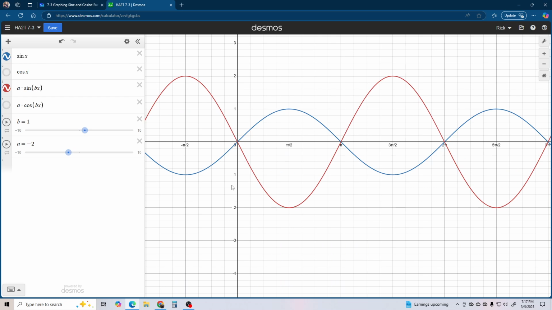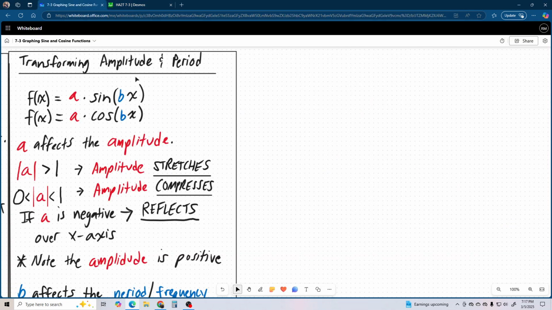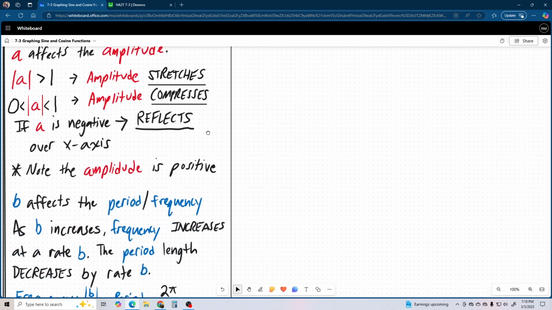Now we're negative, and we're stretching to an amplitude of 2, right? So that's what A does. If you multiply a number by the function, it's going to increase the amplitude. If that number is negative, it's going to increase it and flip it. If the number is a fraction, like less than 1, then it's going to make it even smaller, right, than before. So that's what A does.